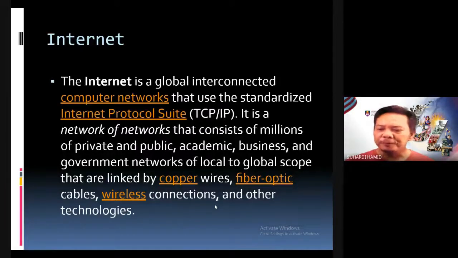It is a network of networks that consists of millions of private and public, academic, business, and government networks of local to global scope that are linked by copper wires, fiber optic cables, wireless connections, and other technologies. What other technologies can you think of? We have copper wires. What are examples of copper wires?